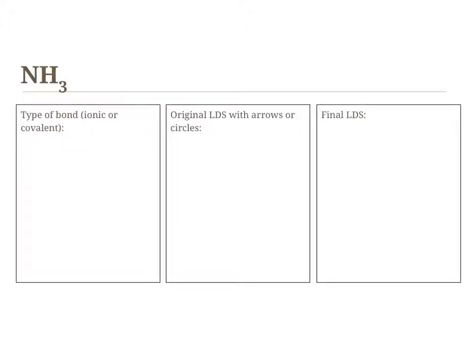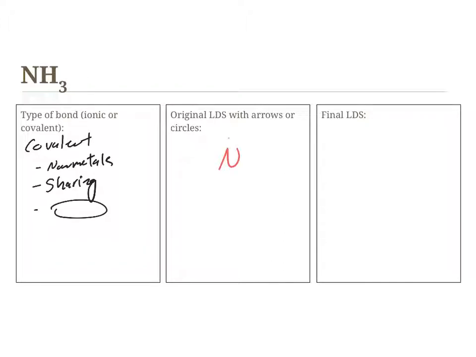NH3. Okay, so draw our structures. This is going to be covalent. It's going to have nonmetals only, so it's nonmetals covalent, and it's going to be circles, sharing. So I'm going to draw my nitrogen, which has 5 valence electrons, and my hydrogens each have 1. And then I'm going to draw my circles.